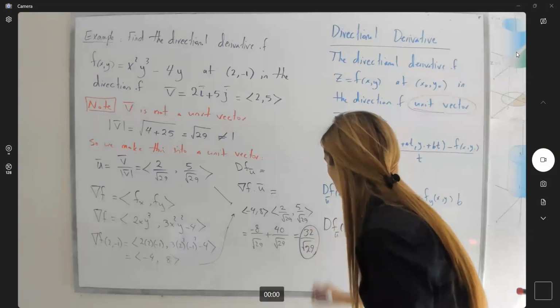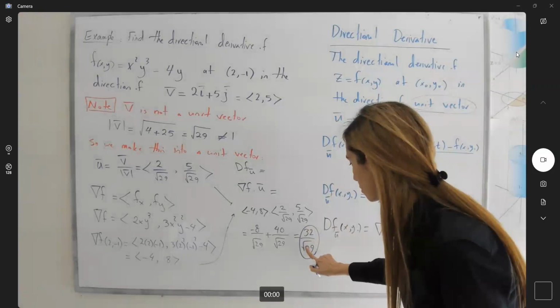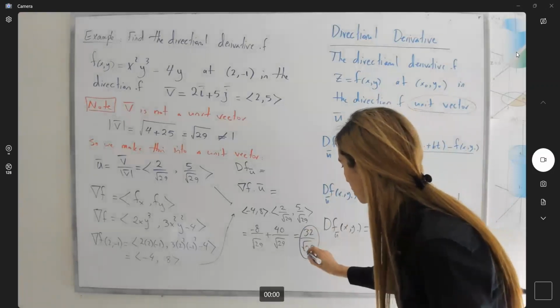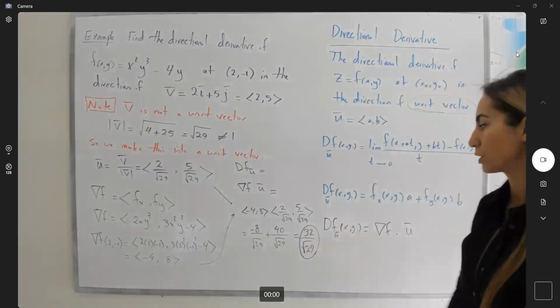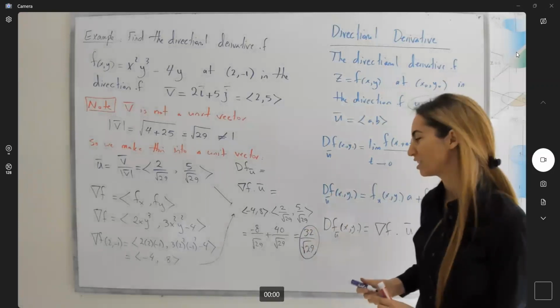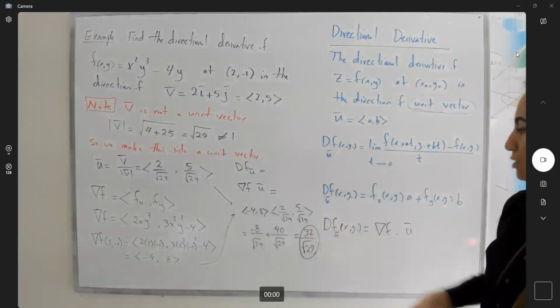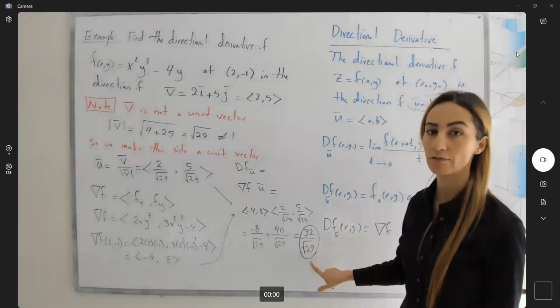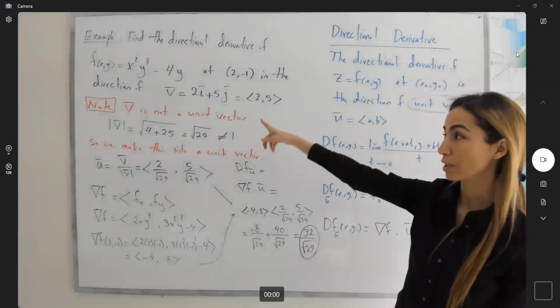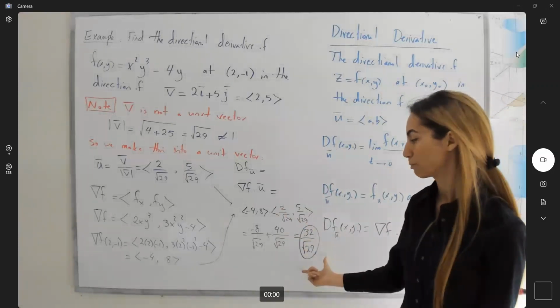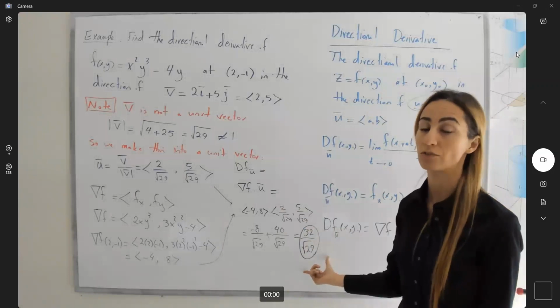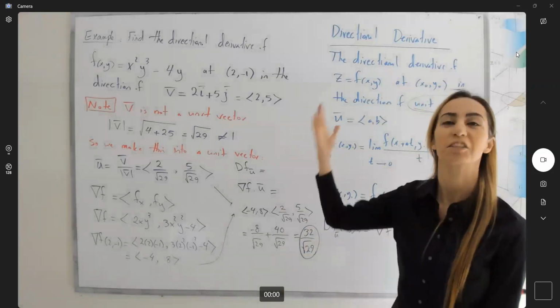If you need to use your calculator to get an approximation for this number, you can go ahead and use your calculator. Otherwise, you can just leave it as it is. So as you can see, the rate of change of the function in the direction of this vector is positive. So the rate of change is positive. It is increasing.